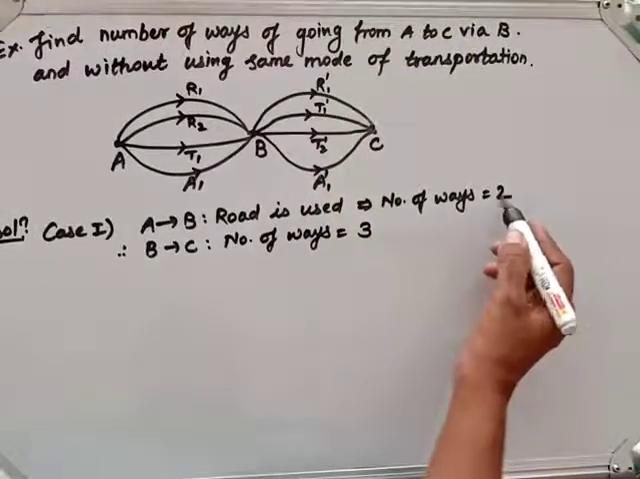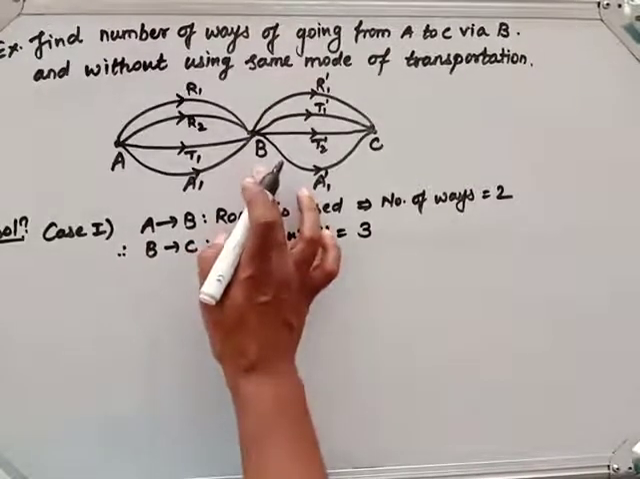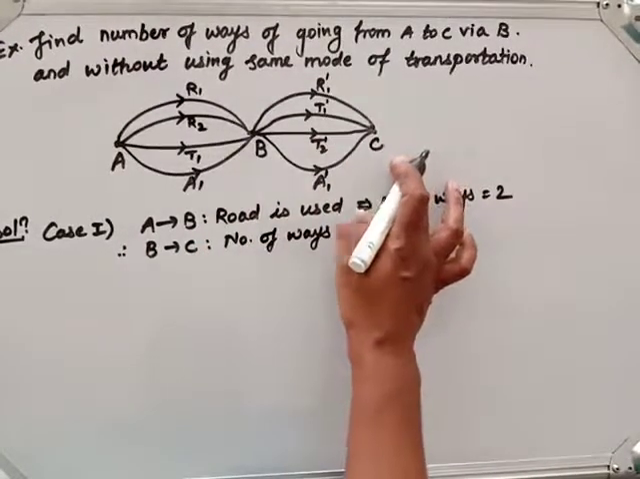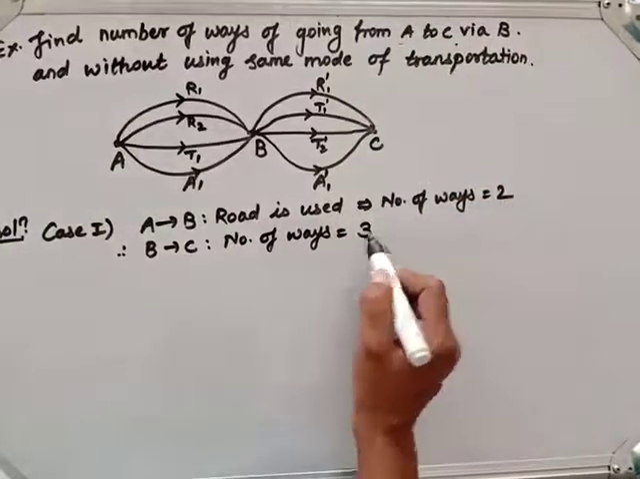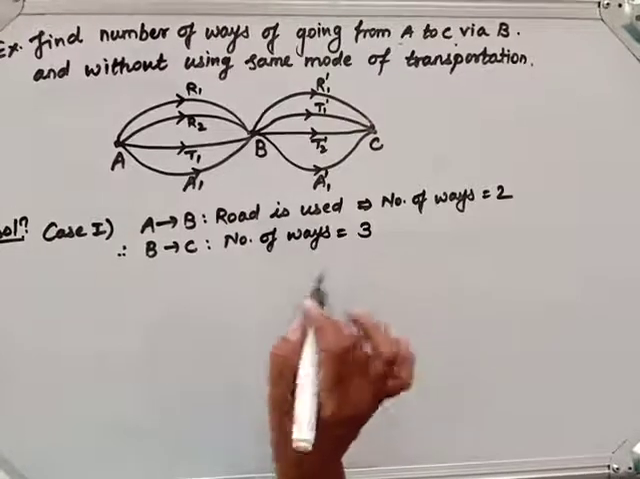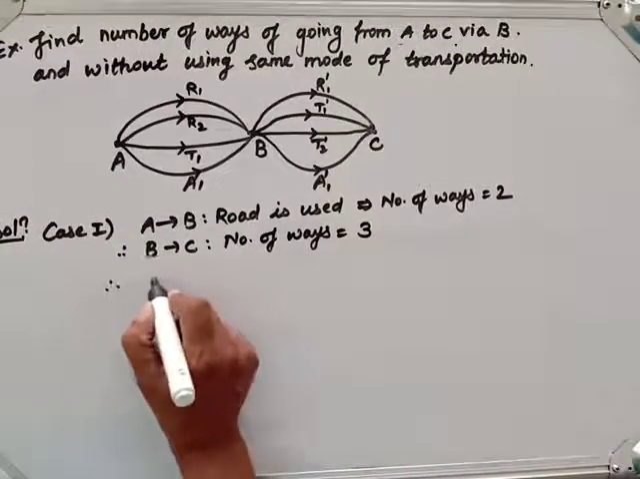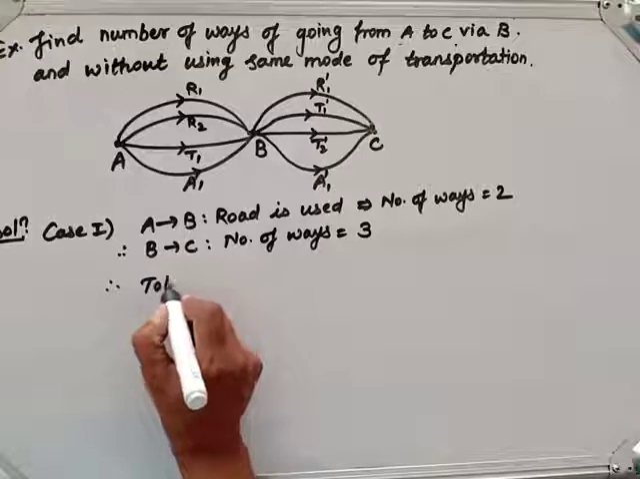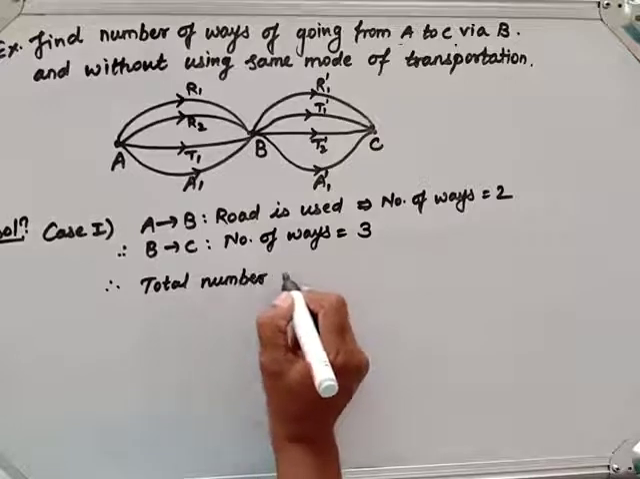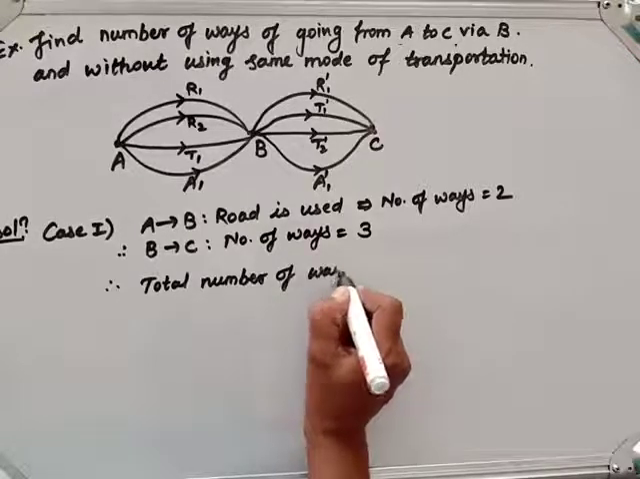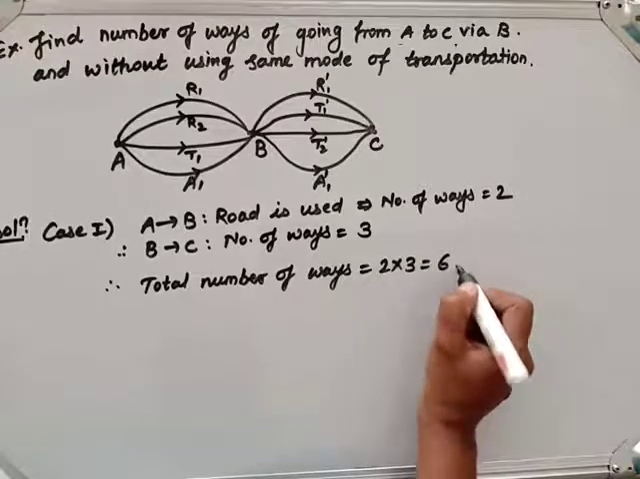So here we have to come up to B, and later on from B we have to go to C. A to C via B. So 'and' is here. These 2 steps are necessary to us. So 'and' is here. Therefore, in this case, the total number of ways is 2 by 3, that is 6.